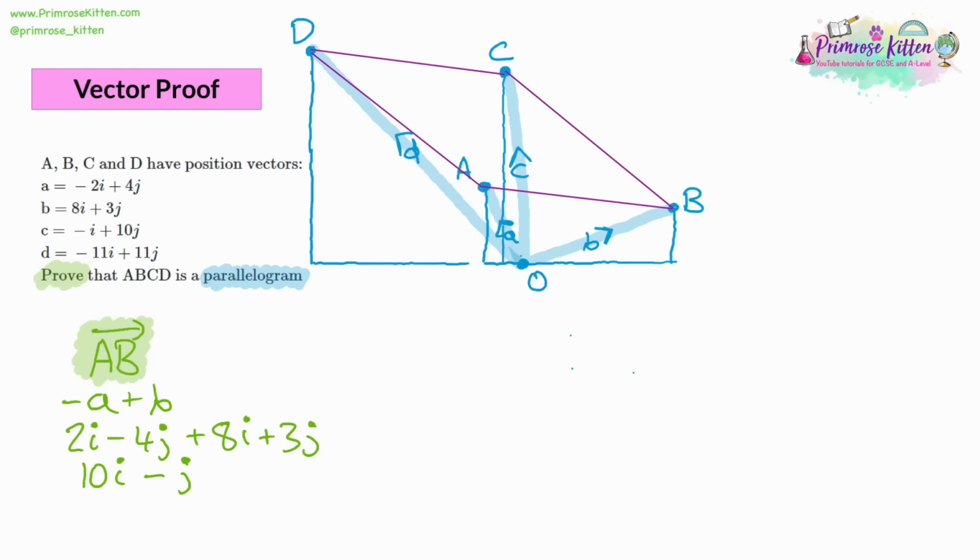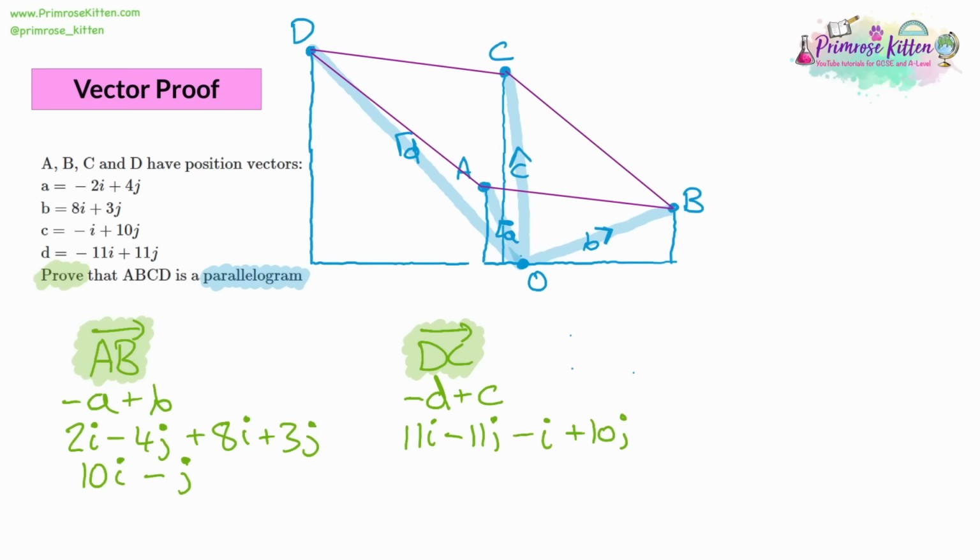So now let's have a look to see if it's the same direction and the same length as D to C. So to start at D and end at C, we can't take the direct route, but we can go via the origin because that's what the position vectors have given us. So we can go backwards down D to get to the origin and then go forwards up C to get to C. Negative D, flip the signs on D, it's going to be 11i minus 11j. And then C, a positive C, so it's the same one that's written down, negative i plus 10j.